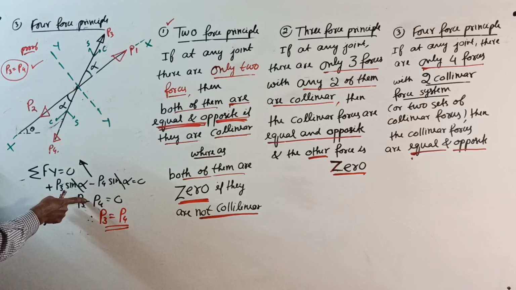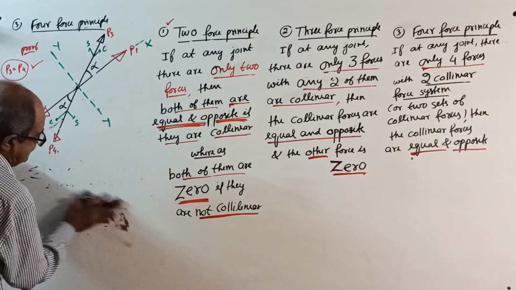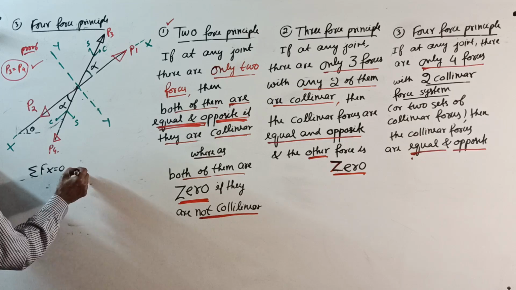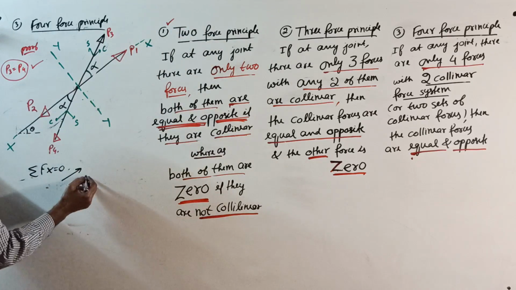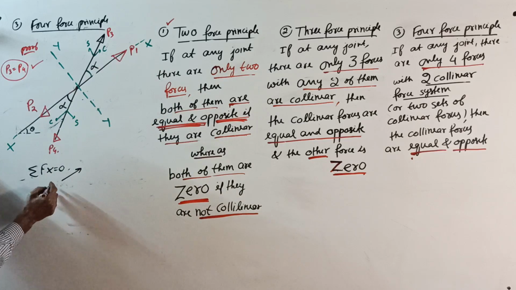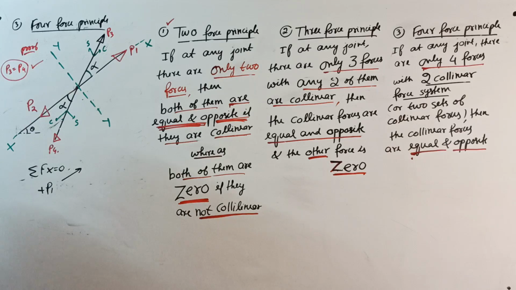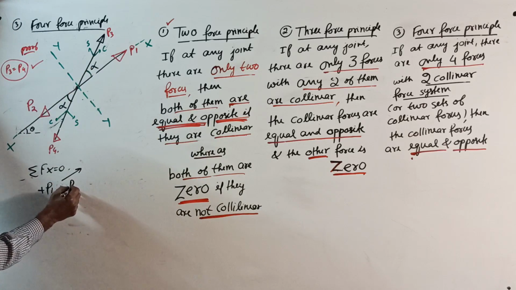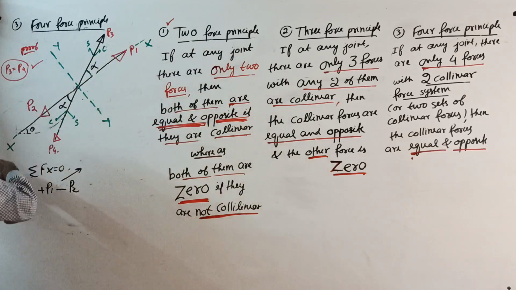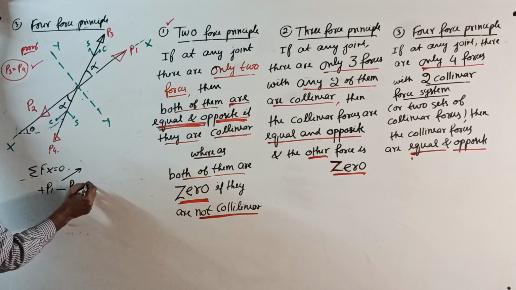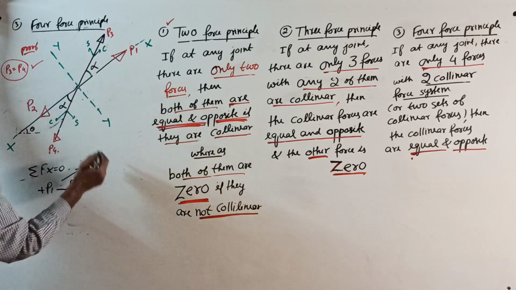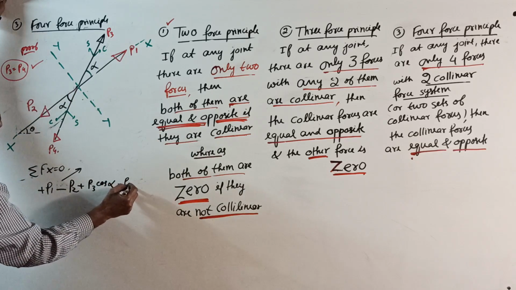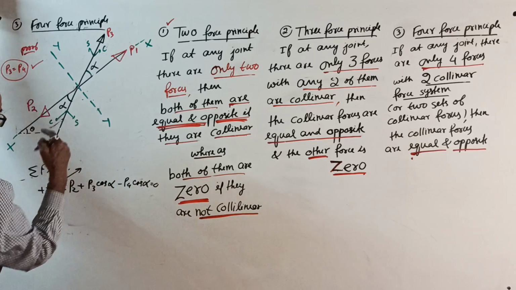Okay. I remove this one now. Space is not there. Now, sigma Fx equal to 0. Take this way positive. Directly plus P1 minus P2 plus P3 cos alpha minus P4 cos alpha equal to 0.